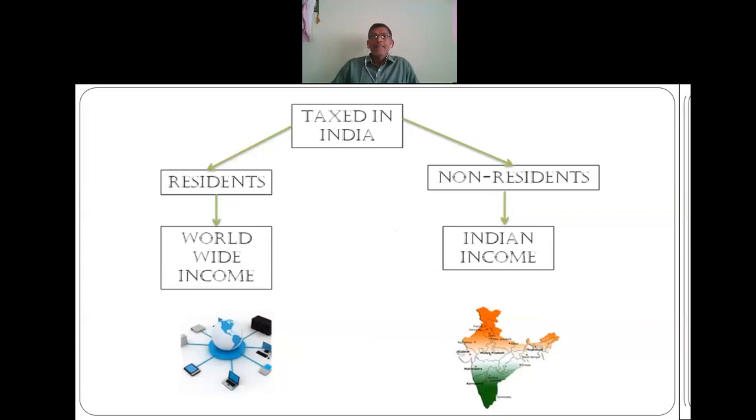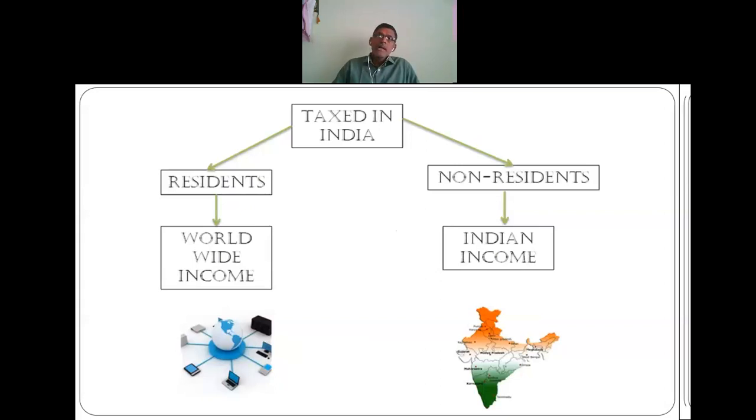Taxed in India, right? If you are a resident in this particular financial year, the worldwide income is taxable. Worldwide income is nothing but whatever income you derived from India as well as outside India, which is called foreign income. All the income you earned comes under the purview of taxable income. If you are a non-resident of India during the particular financial year, exclusively Indian income alone is going to be taken as taxable income.